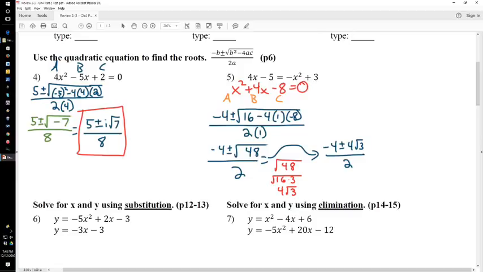And the last thing I can do is, since all three of these are divisible by something, I can divide all three of them by 2. So negative 4 divided by 2 is negative 2. 4 divided by 2 is 2, and the square root of 3. And since 2 divided by 2 is 1, we never write divided by 1. We're just going to leave it just like that. That is your reduced form.